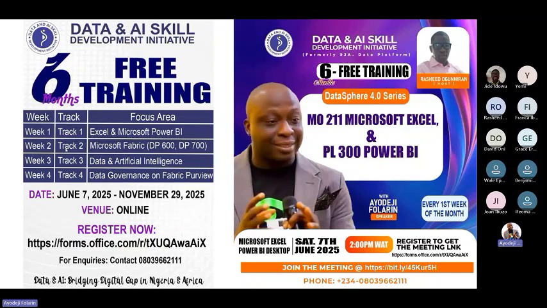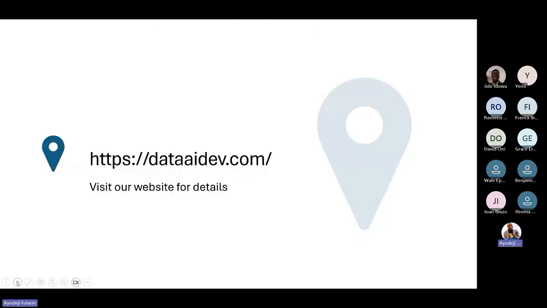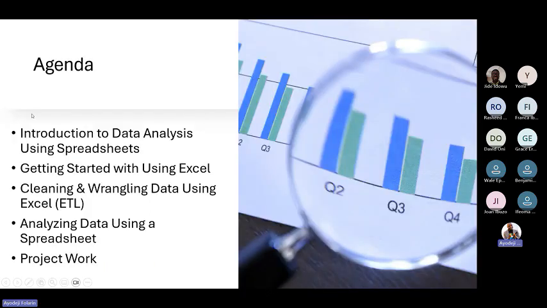Every second week of the month, we are looking at Microsoft Fabric, DP600 and DP700. Every third week of the month, we are looking at data and AI, artificial intelligence. And the fourth week of every month, we are looking at data governance. So we move straight to what we are looking at.